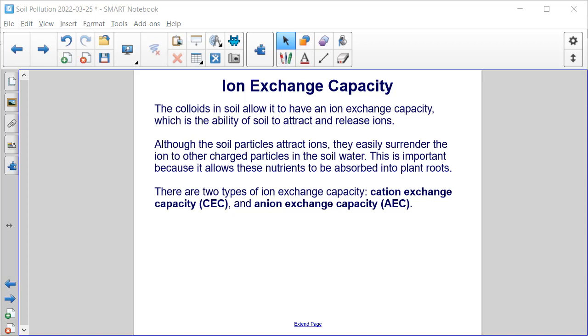Ion exchange capacity. The colloids in soil allow it to have an ion exchange capacity, which is the ability of soil to attract and release ions. Although the soil particles attract ions, they easily surrender the ion to other charged particles in the soil water. This is important because it allows these nutrients to be absorbed into plant roots. There are two types of ion exchange capacity: cation exchange capacity, or CEC, and anion exchange capacity, or AEC.